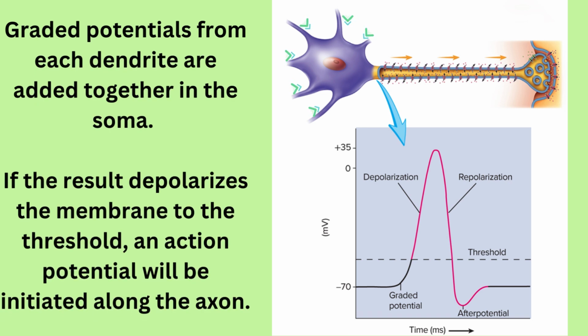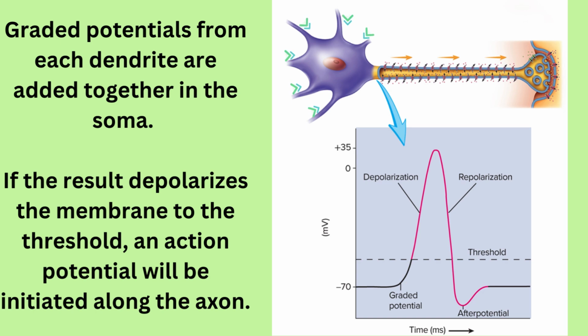Graded potentials from all of the dendrites are added together in the soma. The graded potentials can be depolarizing or hyperpolarizing. The top picture shows how each of the dendrites are sending graded potentials towards the soma. If, when they are all added together in the soma, the result is a depolarizing of the membrane to the threshold value, an action potential will be initiated along the axon.